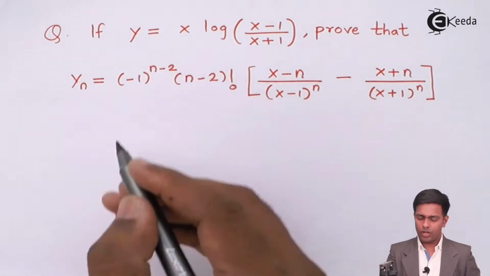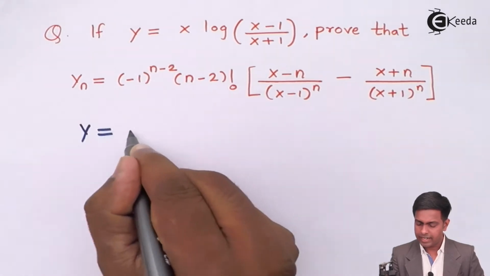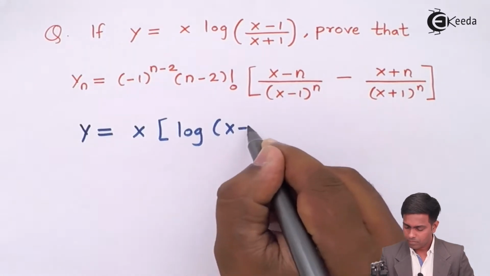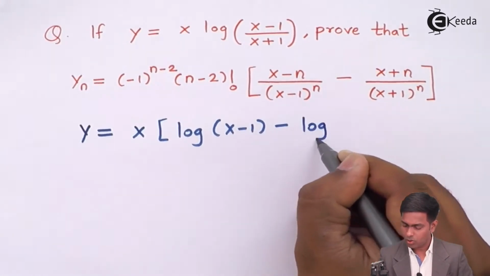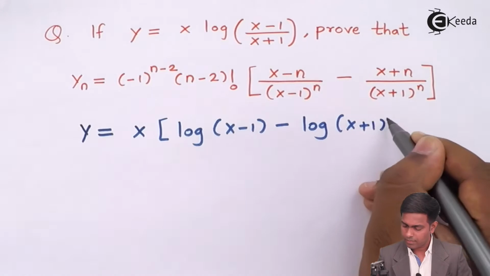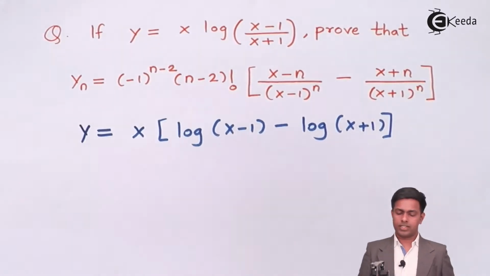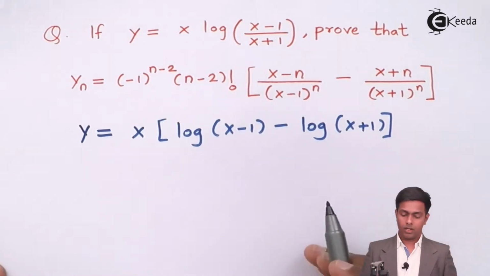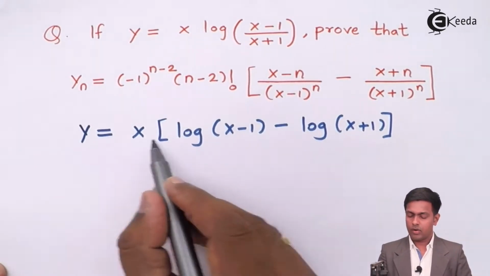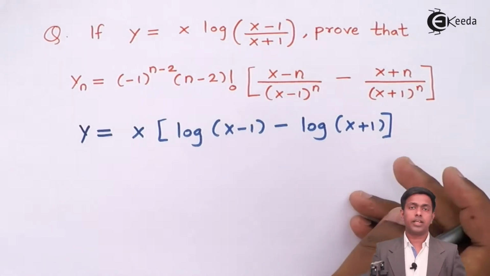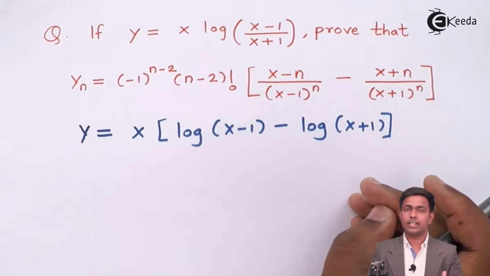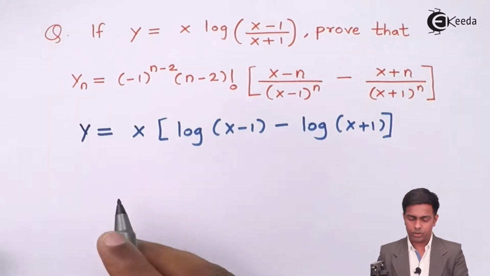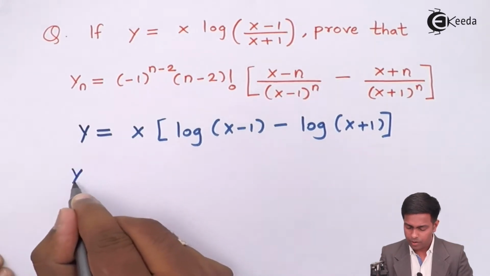So guys, here the y I will rewrite as x into [log of (x minus 1) minus log of (x plus 1)]. So this is the property of log, that is log a upon b is log a minus log b. Now guys, here what I'll do is I will use the derivative rule, that is the u into v rule, or which is also called as product rule. So by using product rule, we'll find out the value of y1.